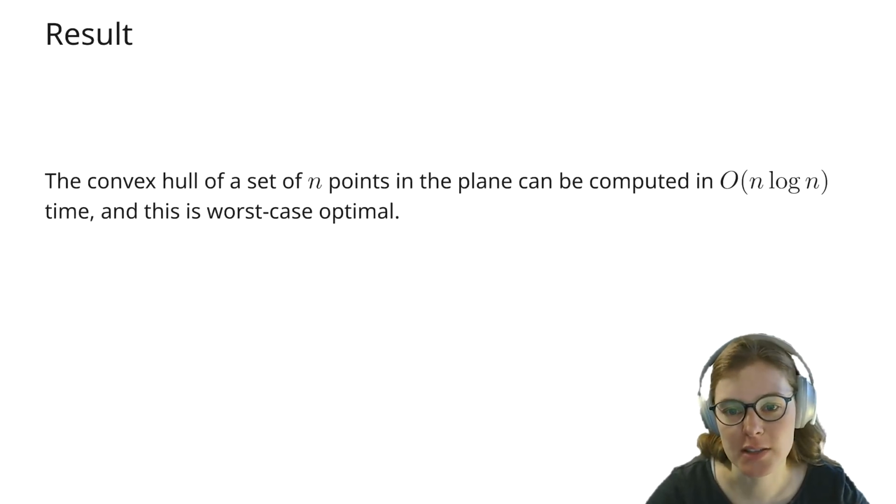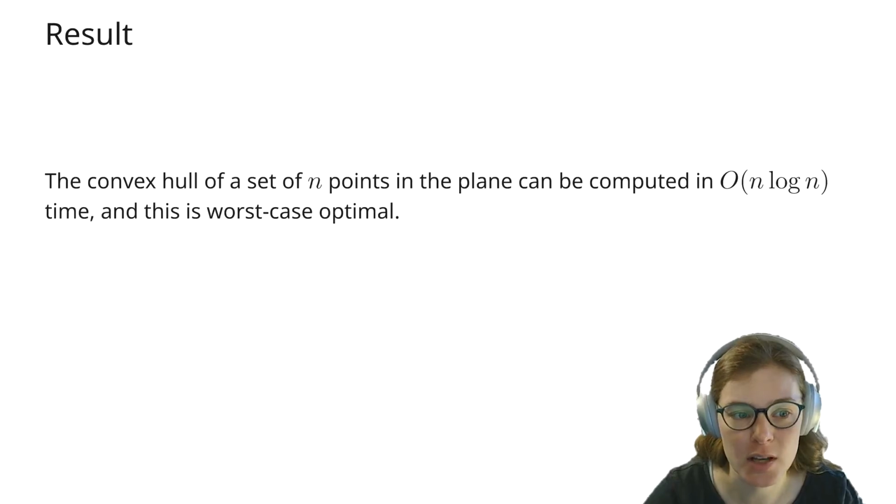So now let me summarize our intermediate result: the convex hull of a set of points in the plane can be computed in big O of n log n time. And I will also add this is worst case optimal. We have not discussed why this is worst case optimal, but let's discuss it on Monday in our meeting.